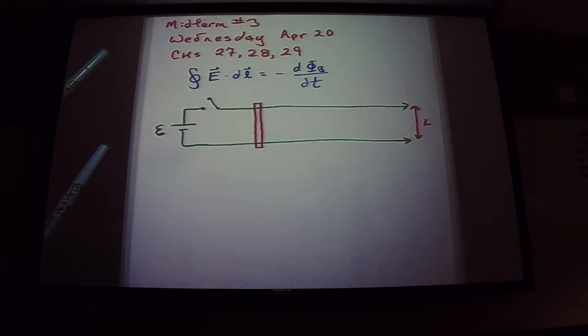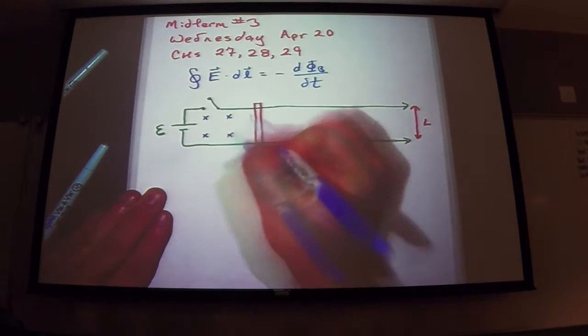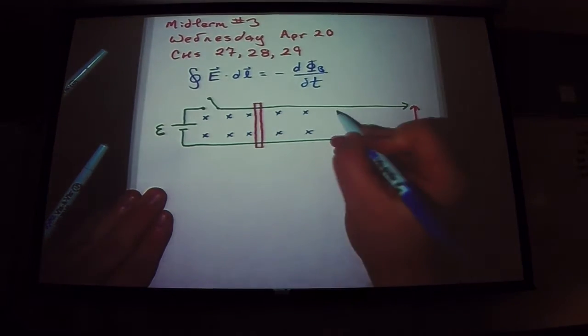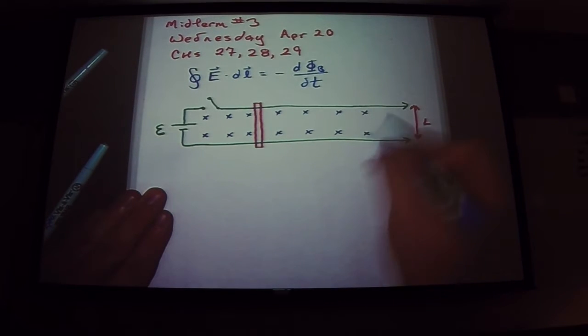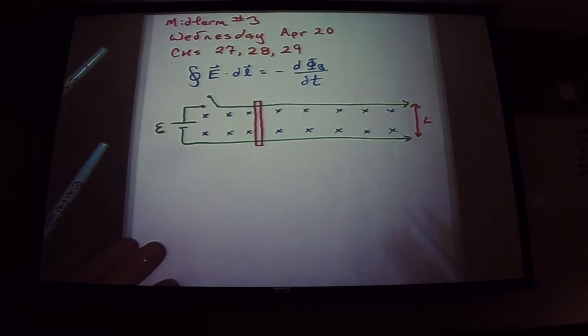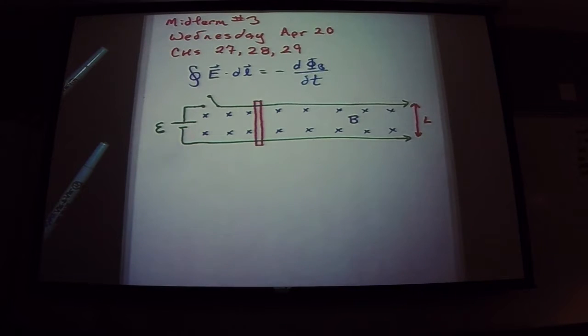Oh, but you know that can't be it, because that was it two or three chapters ago. So now what we're going to do is put a magnetic field throughout this whole inner region here. So we have a magnetic field, and we're going to see what happens when we close the switch.